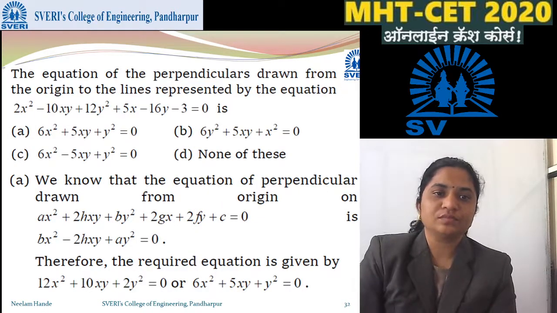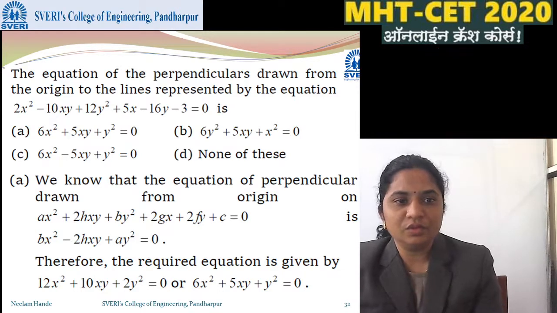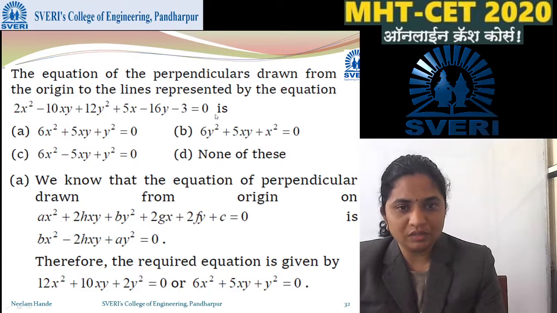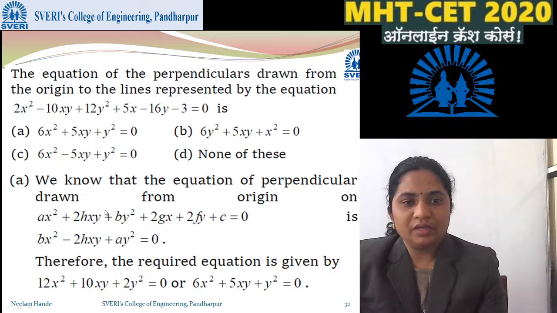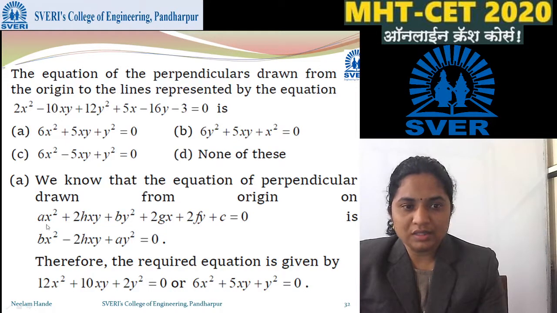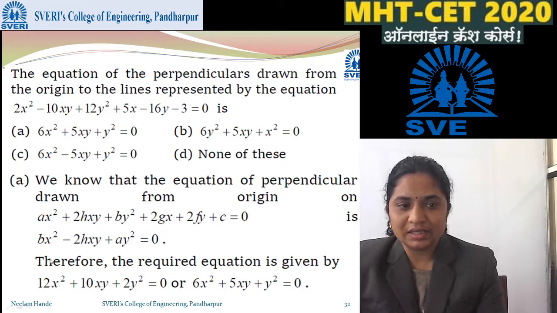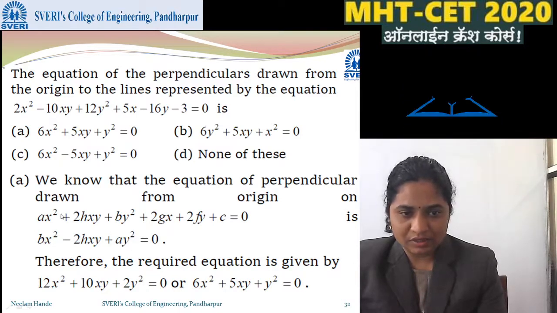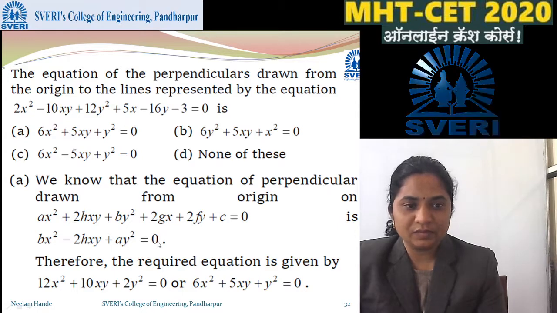Option A. Next, the equation of the perpendiculars drawn from the origin to the lines represented by the equation. This is the equation given. We know the equation of perpendiculars drawn from the origin on the line ax square plus by square plus 2hxy is, we change the role, b x square plus a y square minus 2hxy. This is the equation of the perpendicular, right?